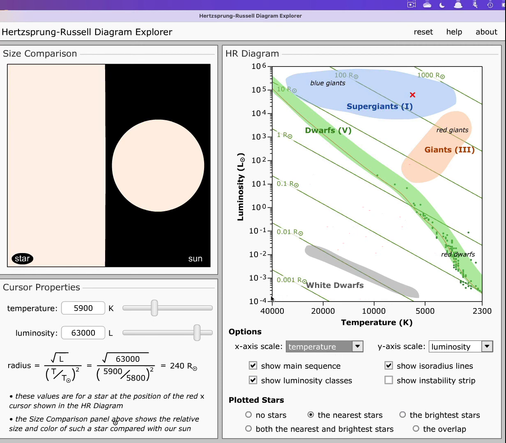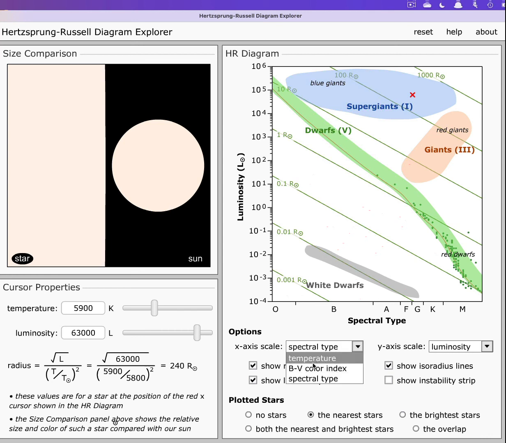Remember, hotter is to the left, bluer is to the left, cooler is to the right, redder is to the right. So temperature, which is also color, but you can also use Annie Jump Cannon's spectral type. Then there's another thing here called B minus V color index, which I think I'll talk about separately. Then there's this category.